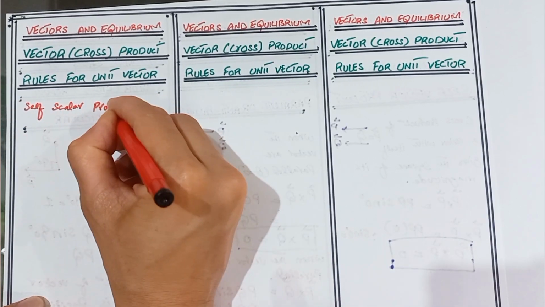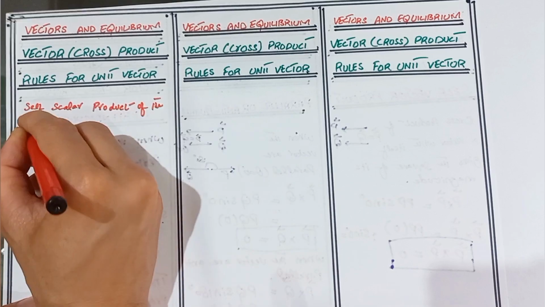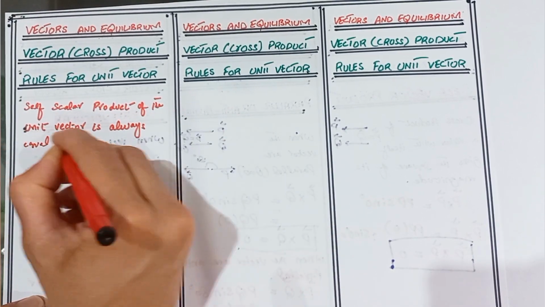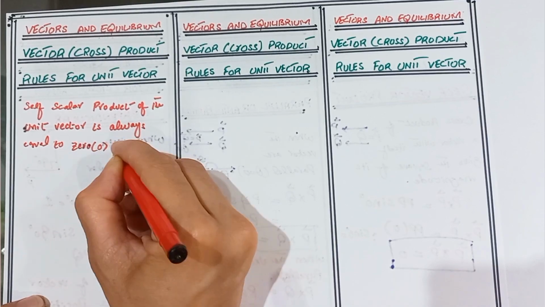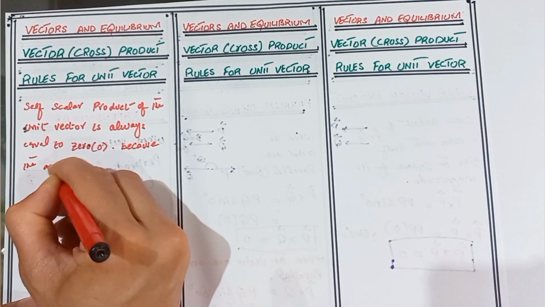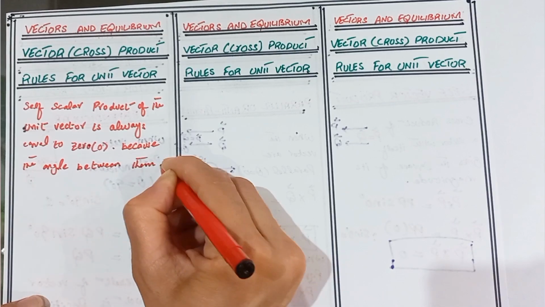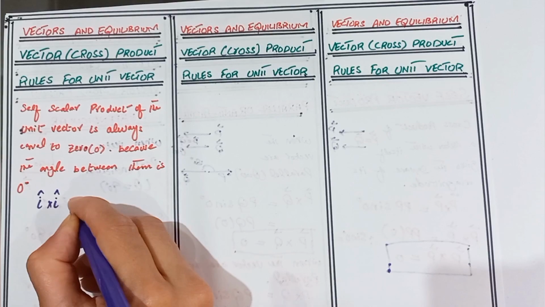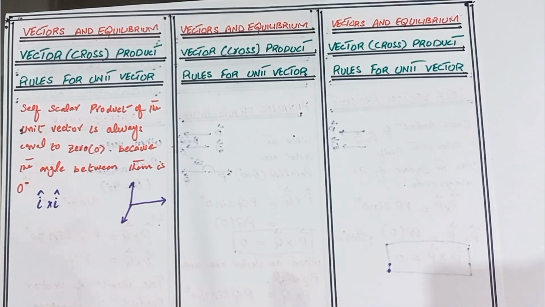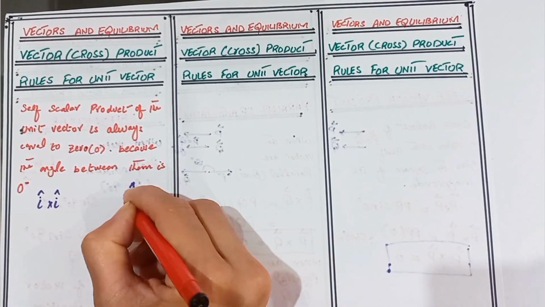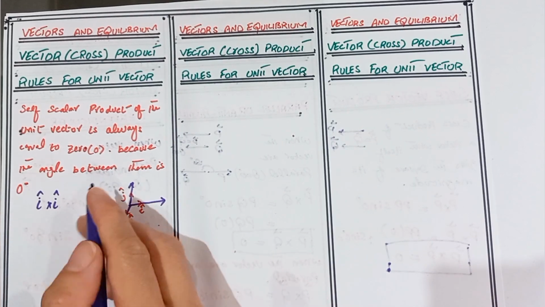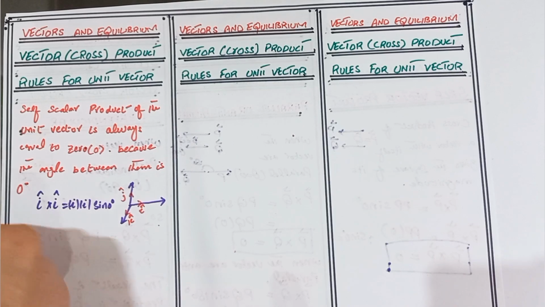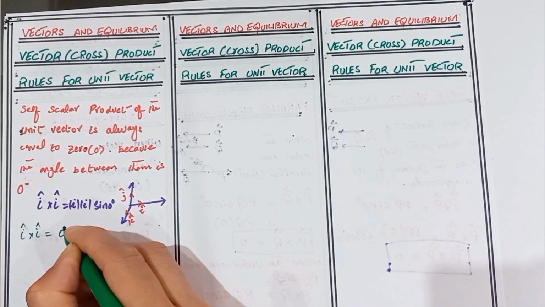The vector cross product of the same unit vectors is always equal to 0 because the angle between them is 0 degrees. So here we write I cross I unit vector. Here we draw the unit vectors: this is the I unit vector, j unit vector, and k unit vector. So I cross I is equal to the magnitude of the unit vectors and the sine of the angle between them, so this is equal to 0.